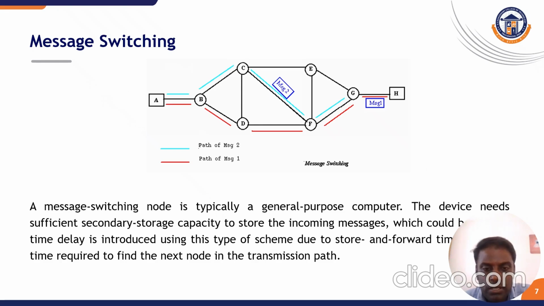So this is the working principle of the message switching diagram. A wants to send a particular message to H, and we are going to see the travel path, which is differentiated by two colors, red and blue. A message switching node is typically a general purpose computer. The device needs sufficient secondary storage capacity to store the incoming messages, which introduces time delay in this type of scheme due to store and forward time.